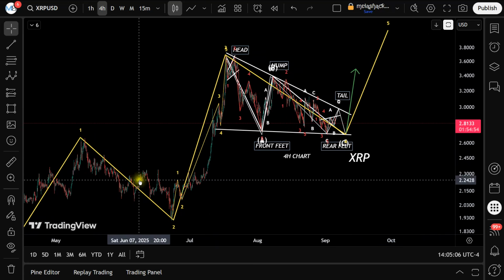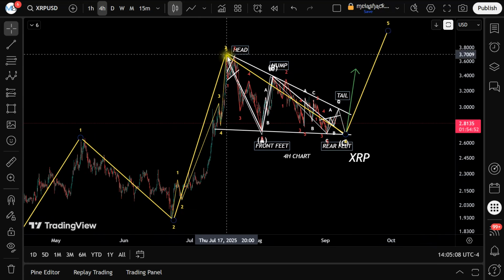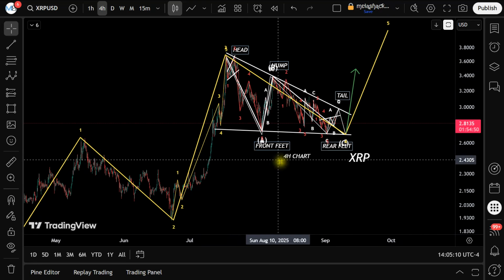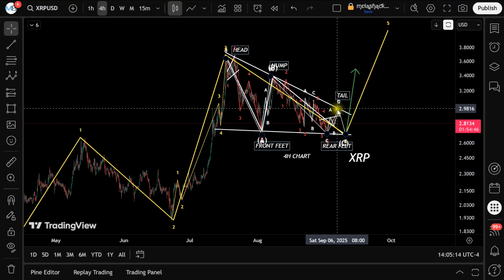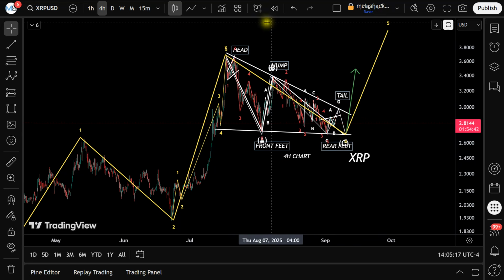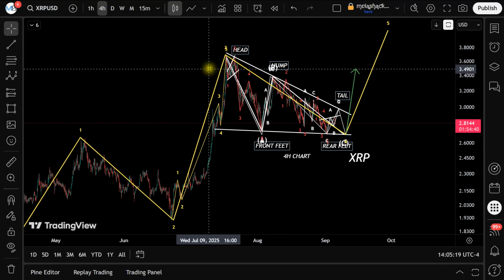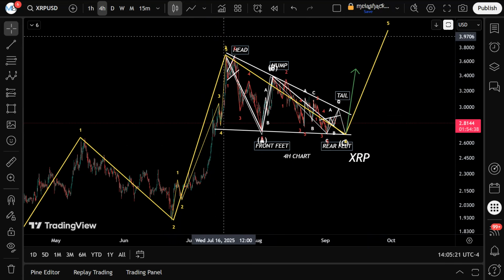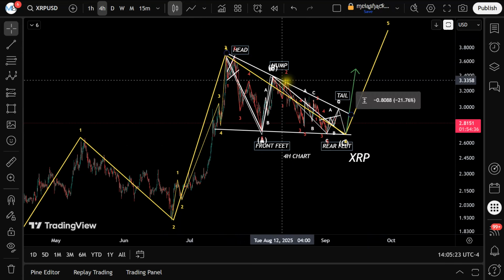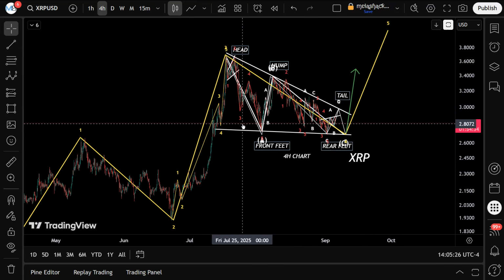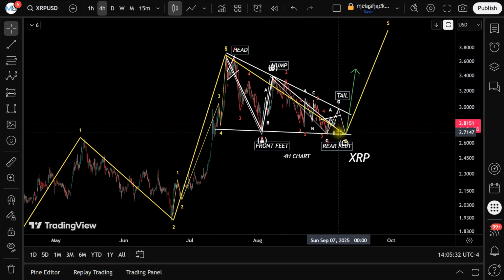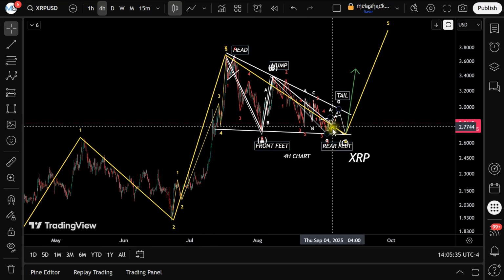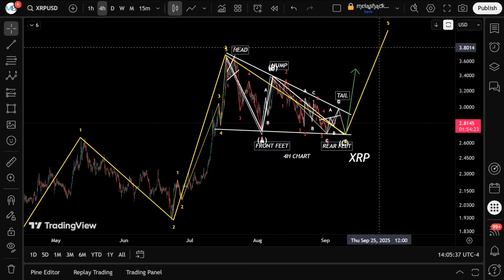So basically, we have a dragon pattern with the head, the hump, the front feet, the rear feet moving into the tail, and we are currently forming the tail. So the dragon pattern corresponds perfectly with a 5-wave impulse where the wave 4 is a contracting or descending triangle, essentially a 5-wave move before the 4th wave termination moving into the 5th wave.